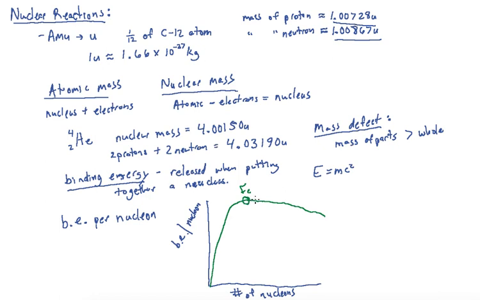So if I were to ask you, if you were going to start just sticking nucleons together, you had a bunch of nucleons, you're going to stick them together, how many would you stick together to get the most energy released? And that would be iron. If you start going beyond iron, then this starts to drop back down, and you don't get as much energy for every nucleon you add.